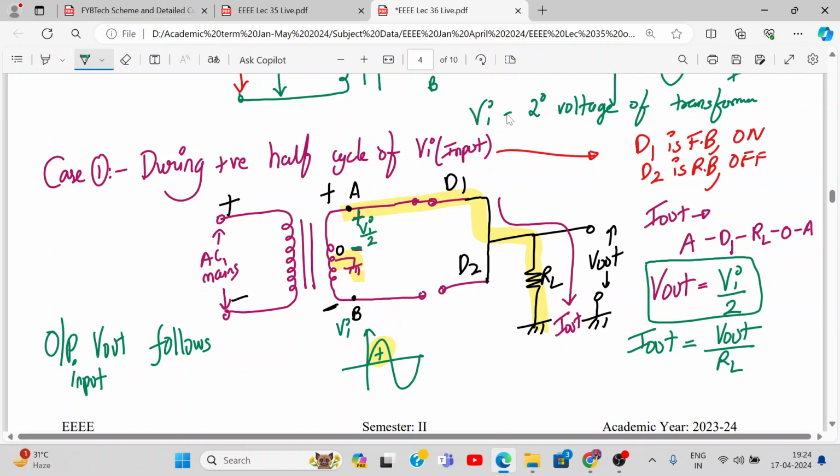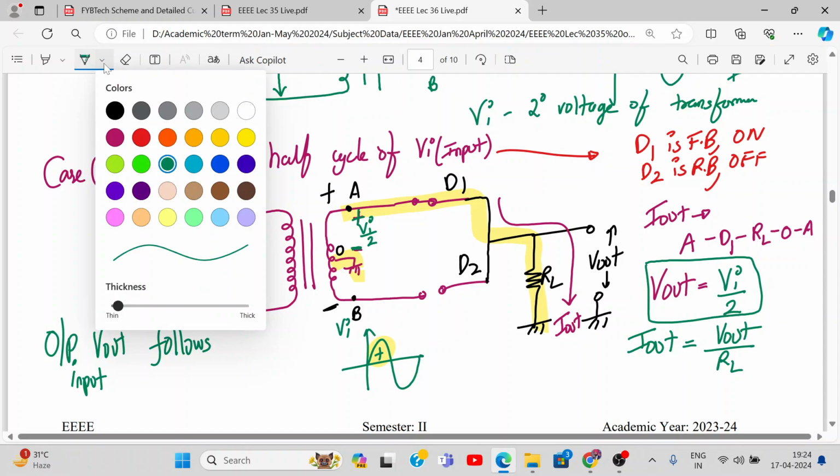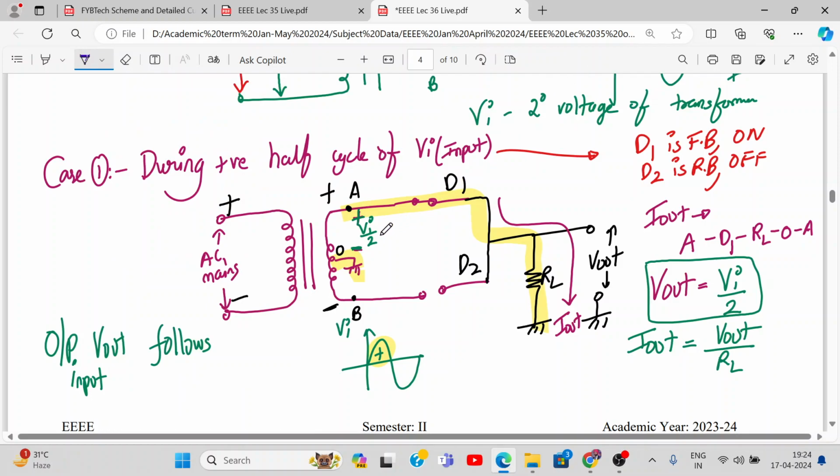Okay. Now tell me, here, what will my VD1 be, the voltage across the diode? Anyone else? Can you tell me? Let's say Vi by 2 is Vm. Let's consider Vm only. So how much will it be? This is positive, this is negative. So what will VD1 be?